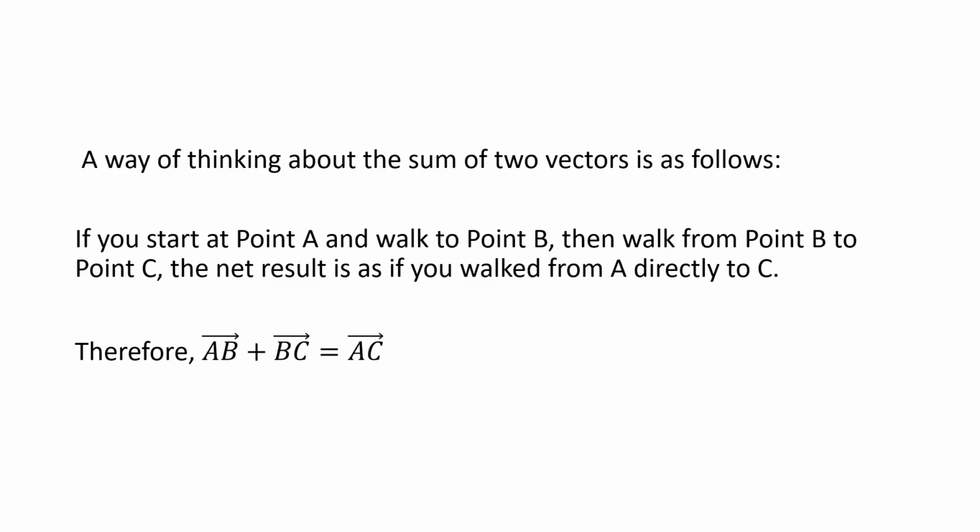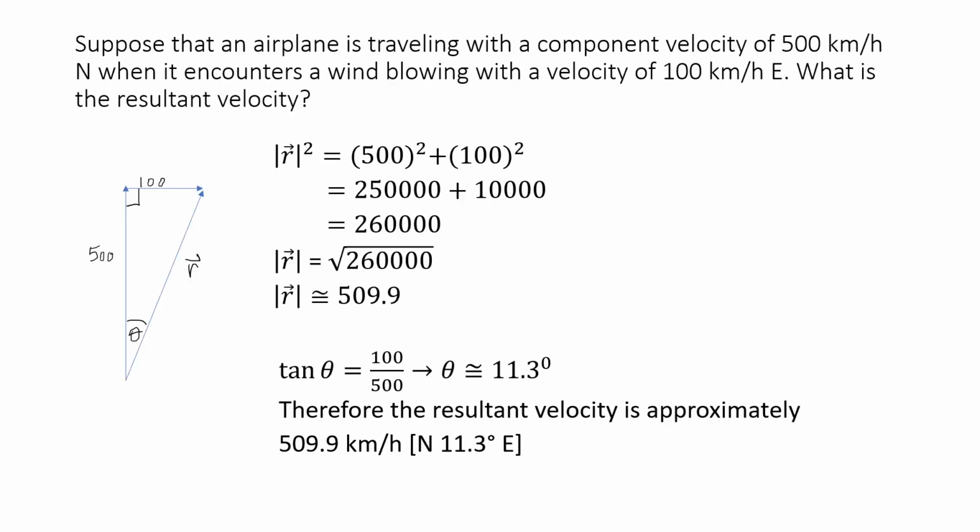A way of thinking about the sum of two vectors is as follows. If you walk from point A to point B, and then walk from point B to point C, the net result is as if you walk from A directly to C. And so therefore we say AB plus BC equals AC.